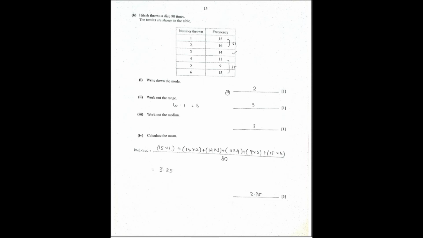Work out the median. The median is simply 3 because from 4 to 6, the frequency is about 35. From 1 to 2, the total frequency is about 31. And so in between, we have 3. So the median is 3. Calculate the mean. To calculate the mean, we multiply each number thrown by its frequency, divide by the total frequency, and that should give our answer as 3.35.